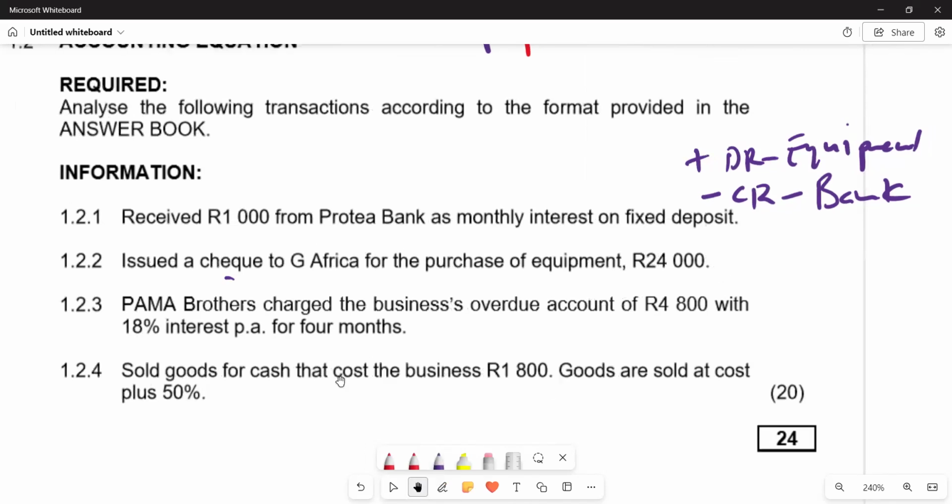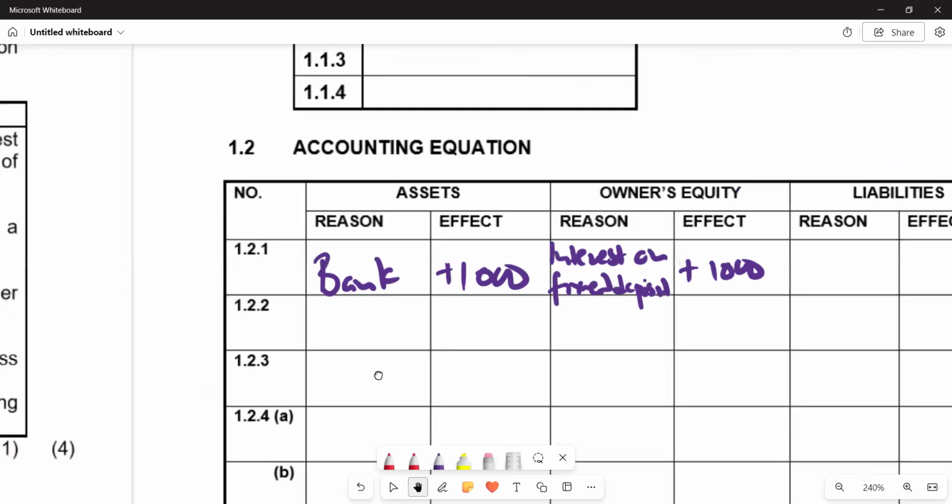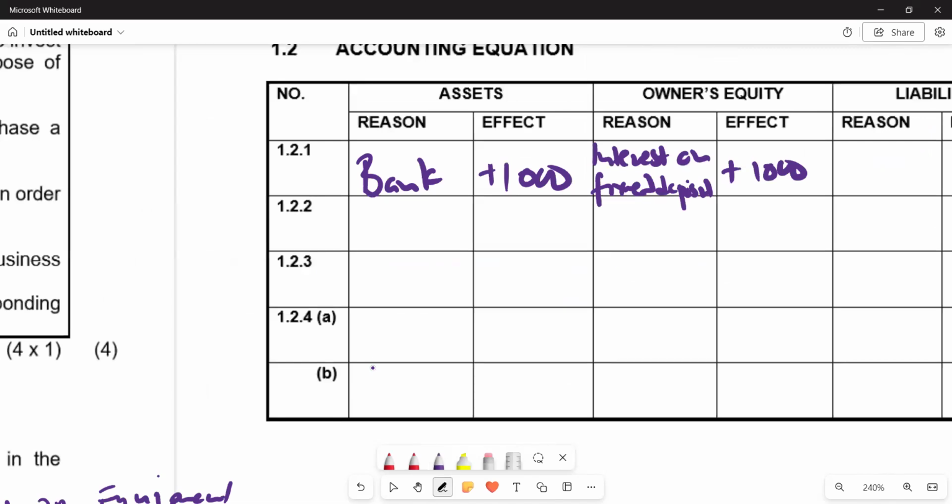If you go there, you'd see that first of all, we are going to have equipment.